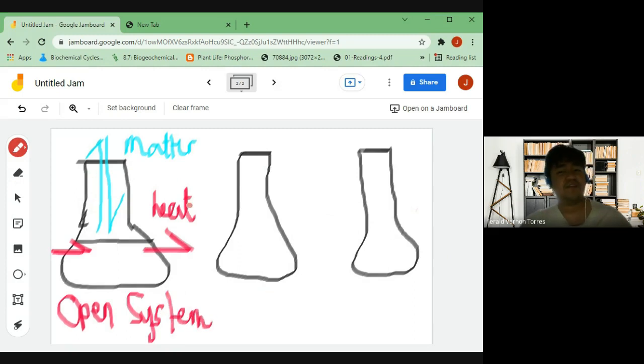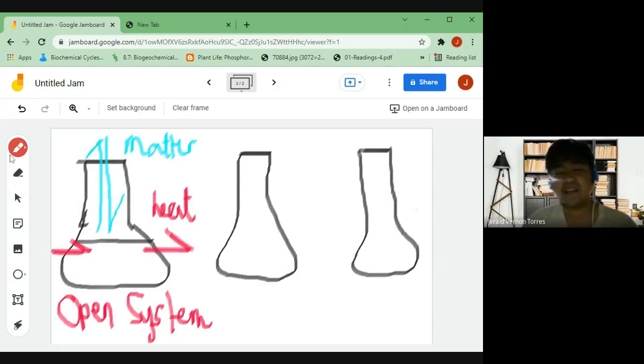At open system siya since matter can enter and exit through the system, and heat can enter and exit through the system. In short, when we are speaking of an open system, we are speaking of a system where both matter and energy can enter and exit. So tatawagin natin yan as open system.